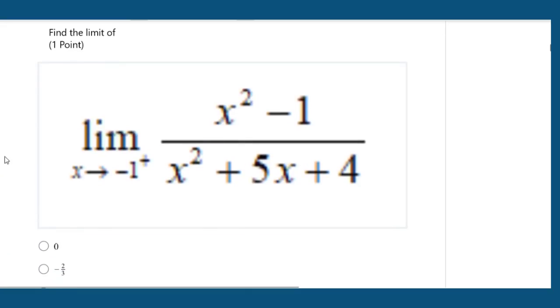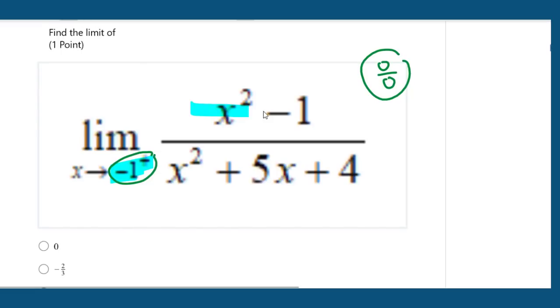First substitute. This is negative 1. Okay, substitute negative 1. Okay, 1 minus 1, 0. And 1, okay, this is minus 5. 1 minus 5 plus 4 is equal to 0. This is called an indeterminate form. Then with an indeterminate form, we cannot get the value directly.